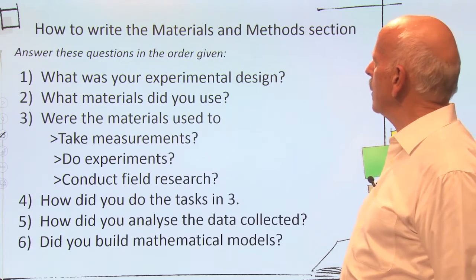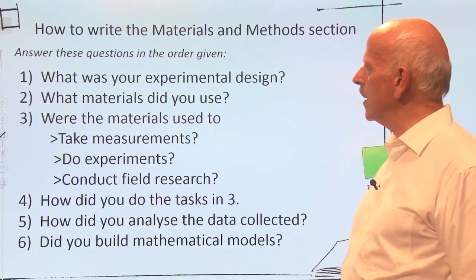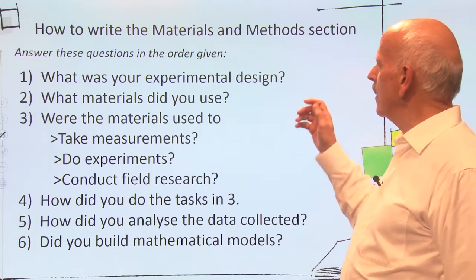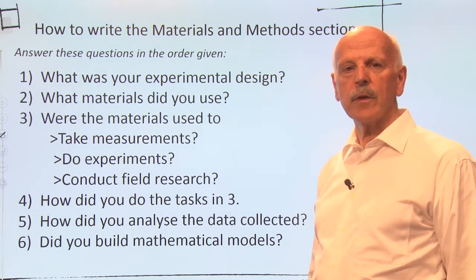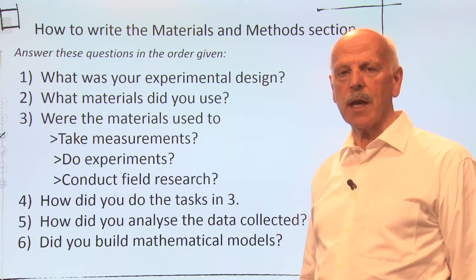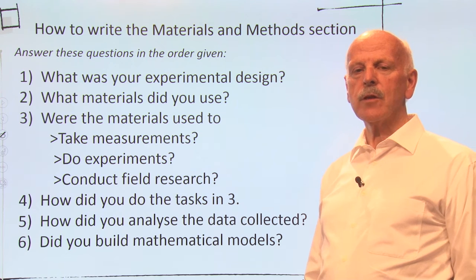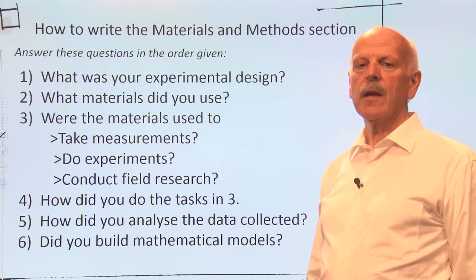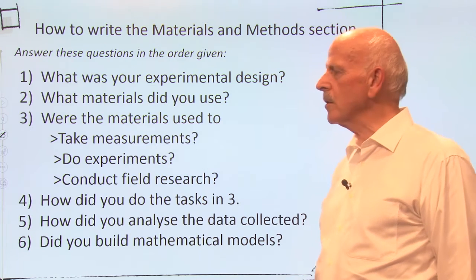So how do we write the materials and methods section of the paper? Well, here's some ideas for you to think about, and questions, in fact, that you should ask yourself when you come to write your materials and methods section. What was your experimental design? This gives you a sense of direction. You have it written down even before you did your research.